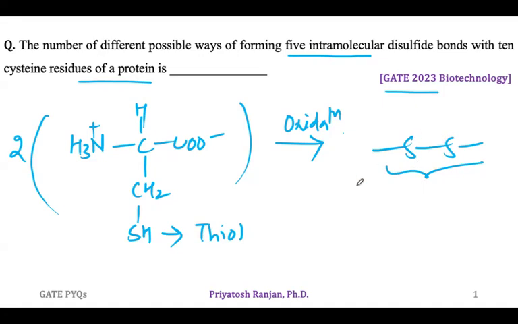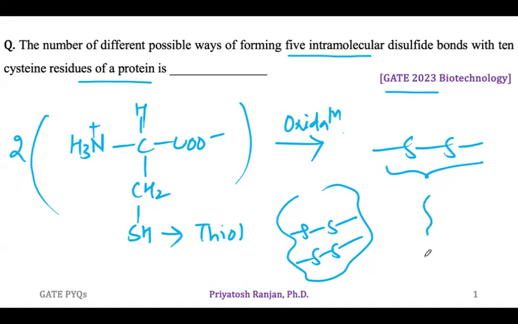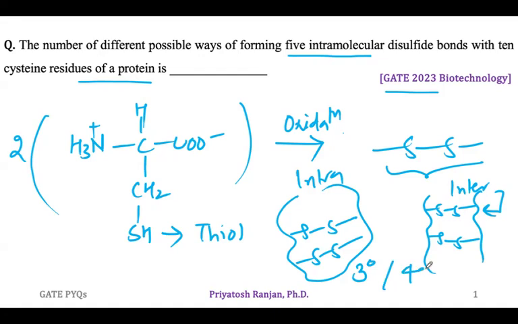Now, this disulfide bond formation can take place within the same polypeptide chain, which I'm calling intramolecular, or it can take place between two chains, which I'm calling intermolecular. So remember, intramolecular is within the same polypeptide chain, while intermolecular is between two chains. All these interactions, be it intramolecular or intermolecular, help in stabilizing the tertiary and quaternary structure of the protein.